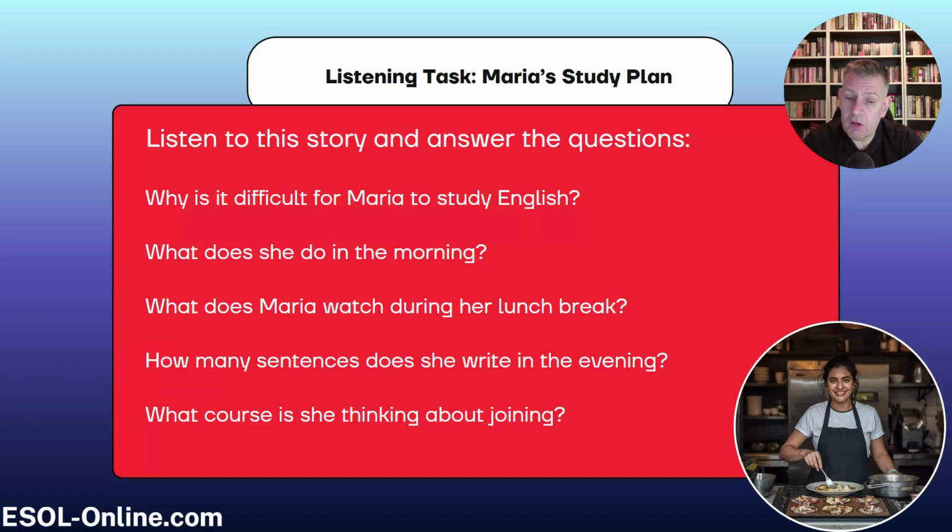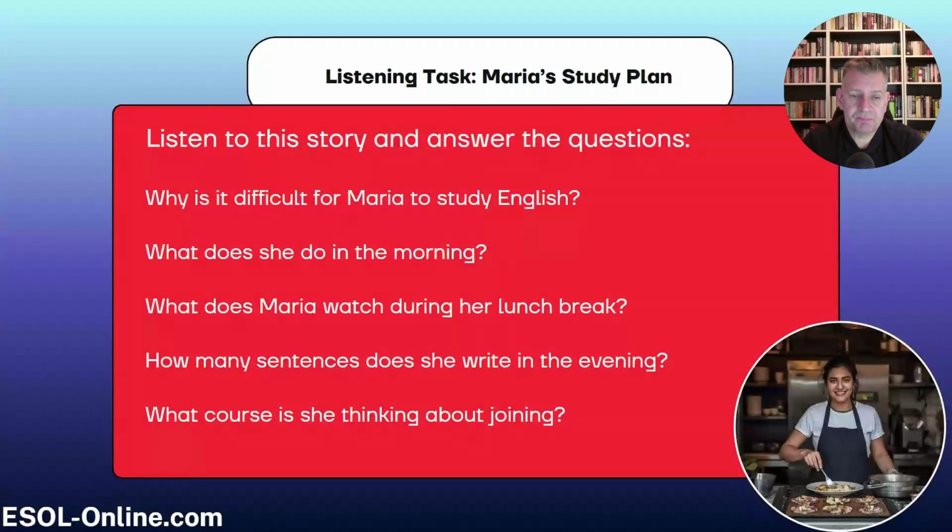Maria doesn't study for long, but she studies a little every day. After 1 month, she feels more confident and can understand more English at work. A colleague tells her about Fast Track English, a course for busy workers, and she is thinking about joining because it offers flexible online lessons with teacher support.